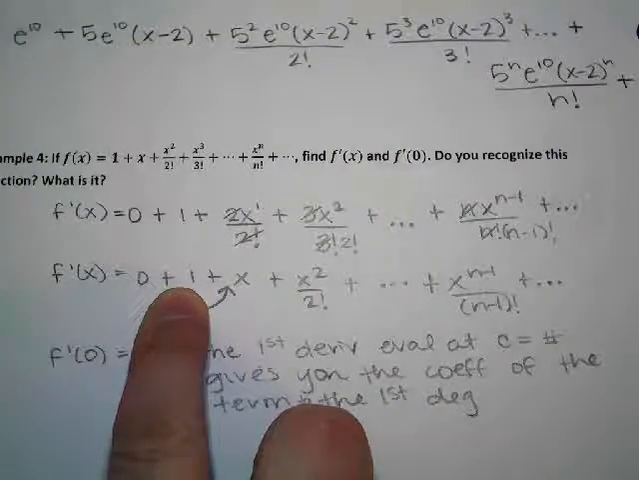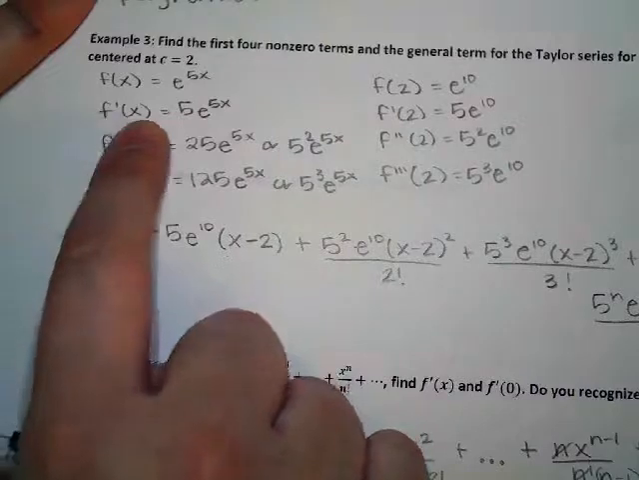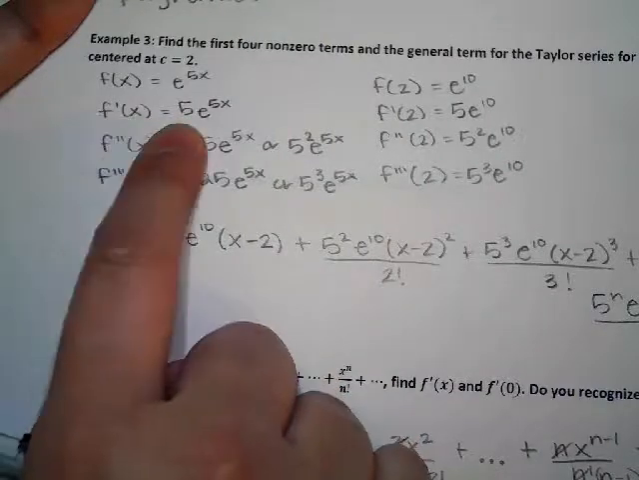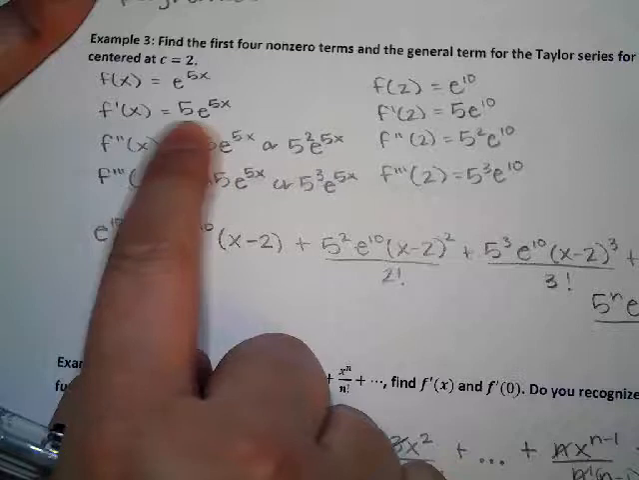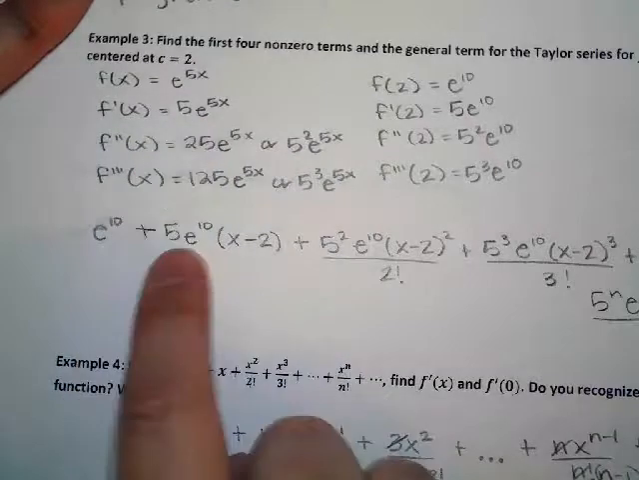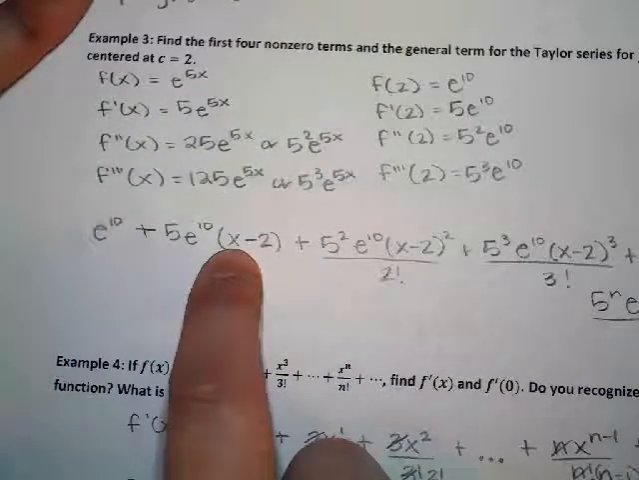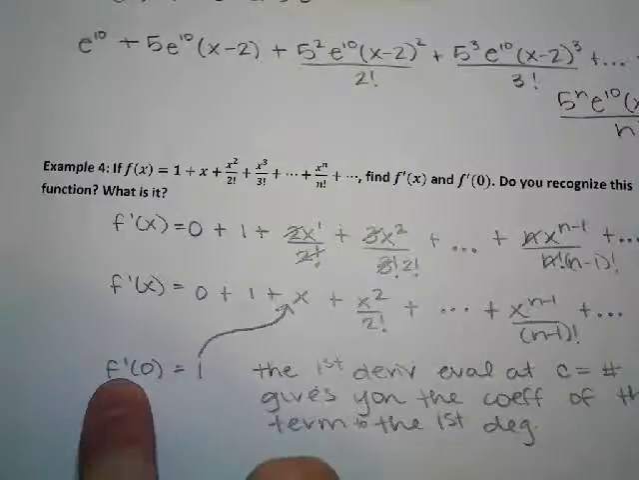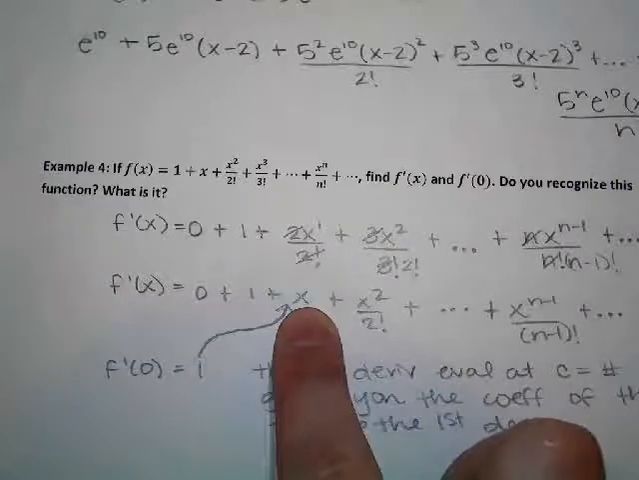So f prime of 0 gave us this. This ended up being the coefficient for x to the 1. That's all I was saying, is that since it was the first derivative, it goes with the x to the 1. Does that make sense? That's all I was saying.